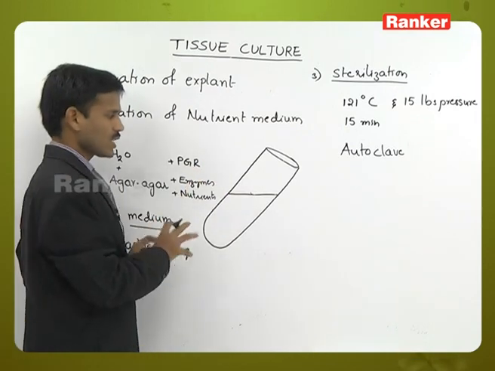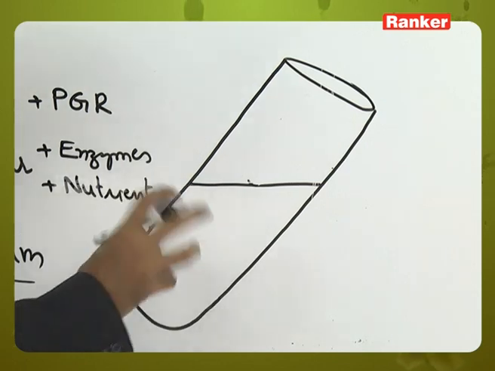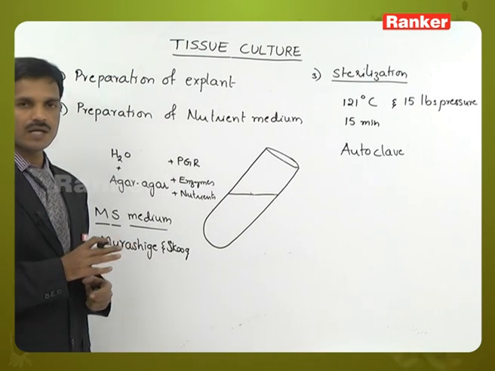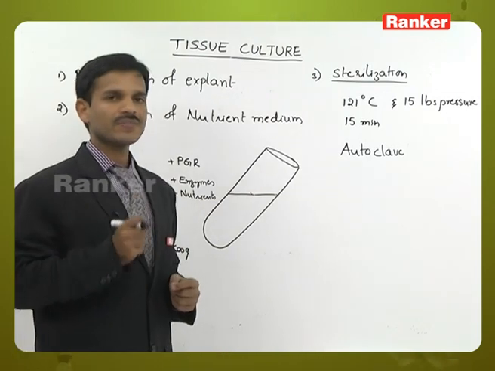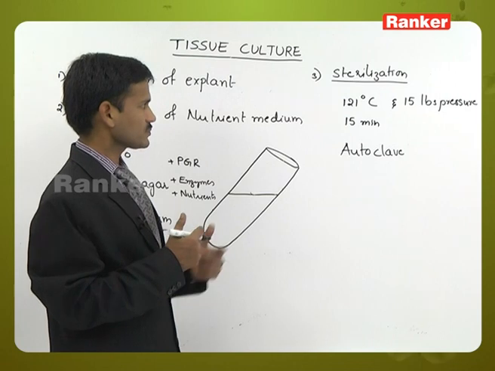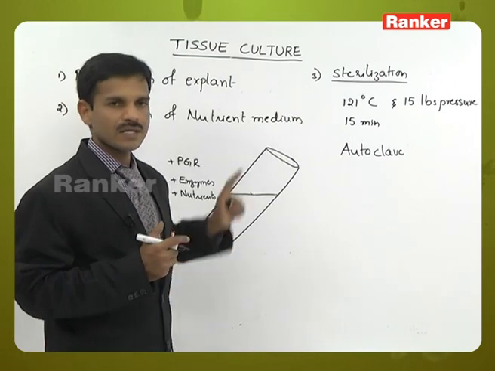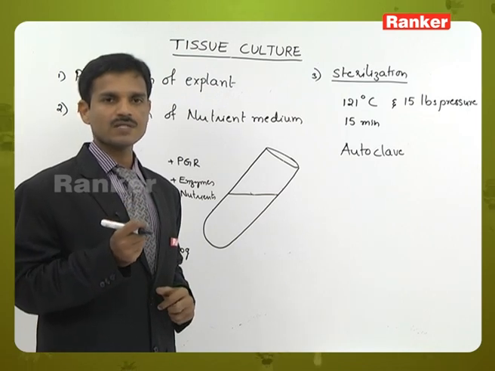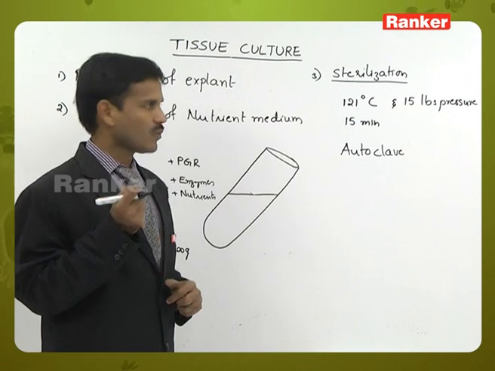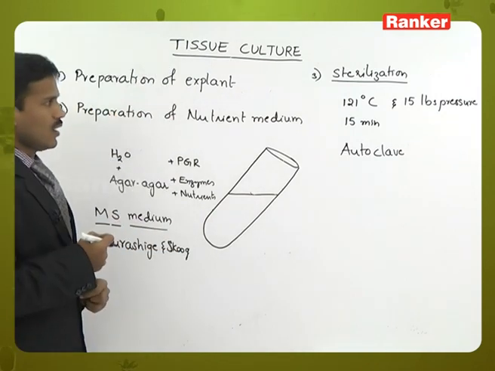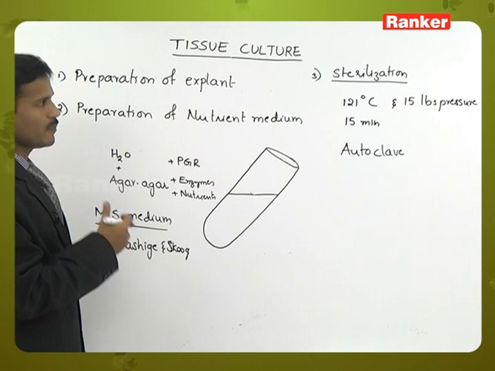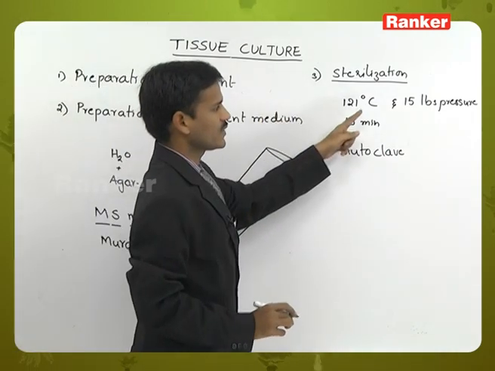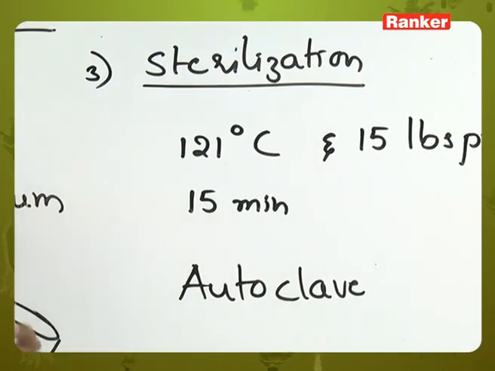If any microorganisms are present in the medium or in the vessels, they are completely killed by this process. But the explant is not sterilized by this method. Why? Because the explant is a living tissue. The living tissue is sterilized with the help of a small quantity of alcohol. So, the explant is sterilized by a different method, but vessels and media are sterilized by high pressure, 15 lbs pressure, and for 15 minutes it is autoclaved.